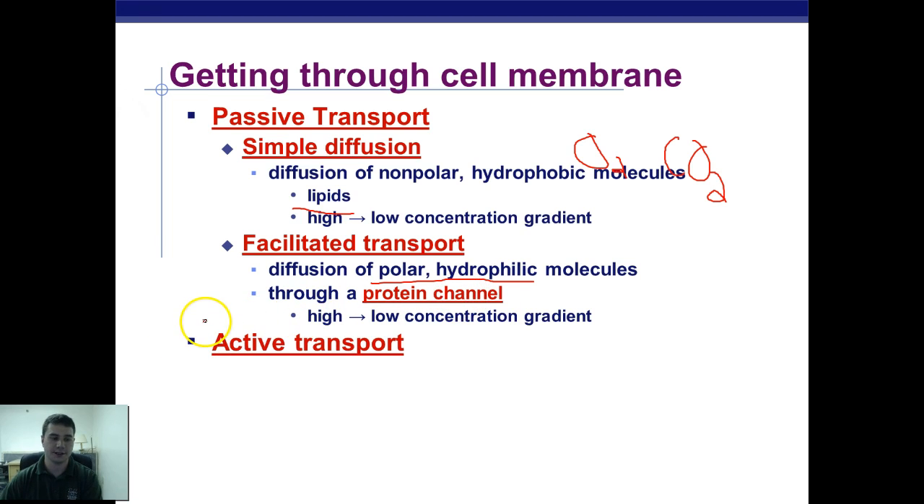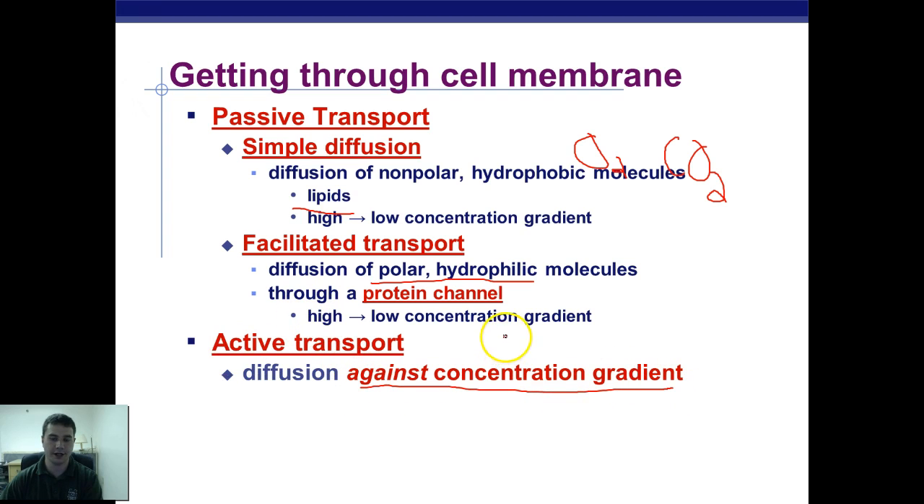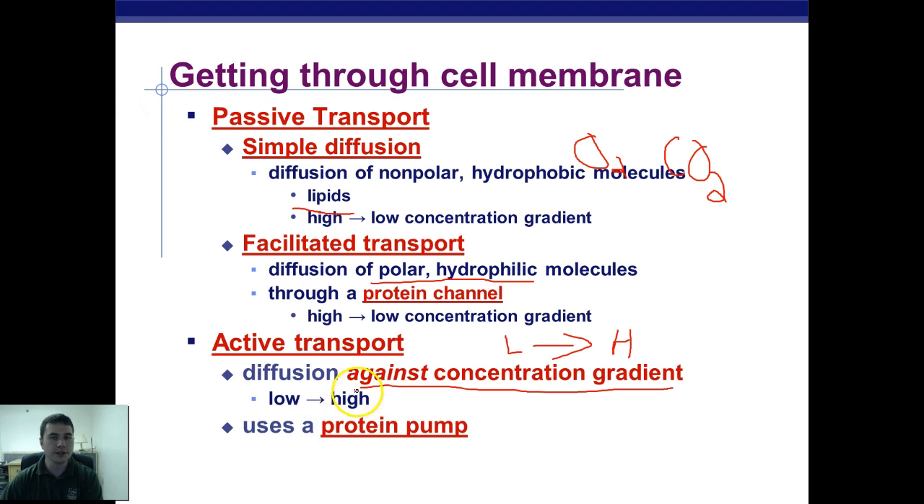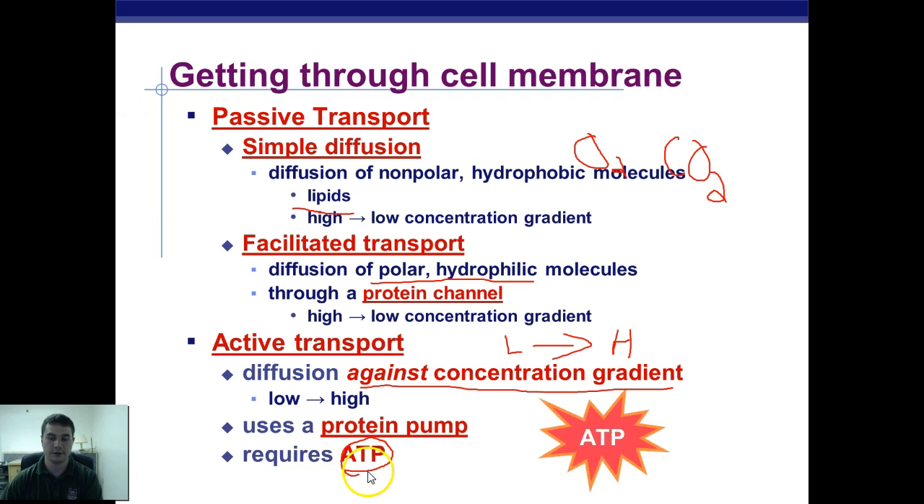And that brings us to active transport. Active transport is diffusion against the concentration gradient. That means we're going from low to high. I'll say that one more time. We're going from low to high. And that requires some form of protein pump, and it totally requires ATP. It requires some form of energy. So you have passive transport and active transport. This one requires no ATP, and this one, of course, does require ATP.